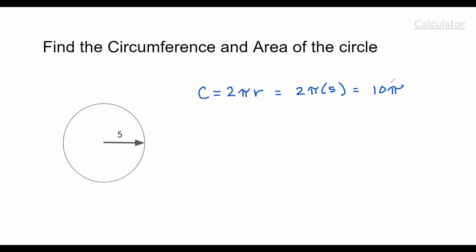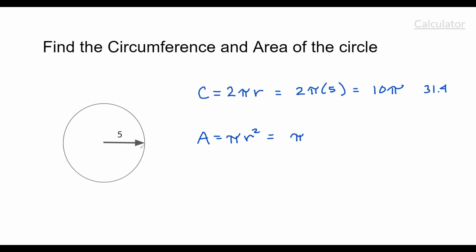If we convert this to a decimal, we should get a number of 31.4 approximately. So we want to be prepared to give our answer kind of both ways. All right, let's do the area. The area is going to be equal to pi times r squared.